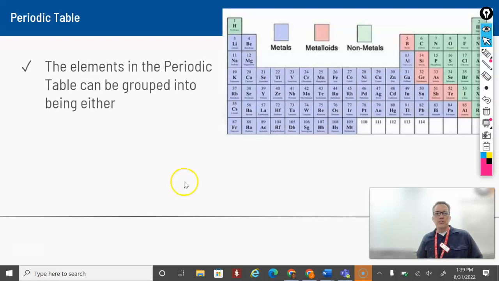Now, how does this relate to the periodic table? If we look at all the elements on the periodic table, this one's color-coded into 3 different groups called metals, metalloids, and nonmetals.